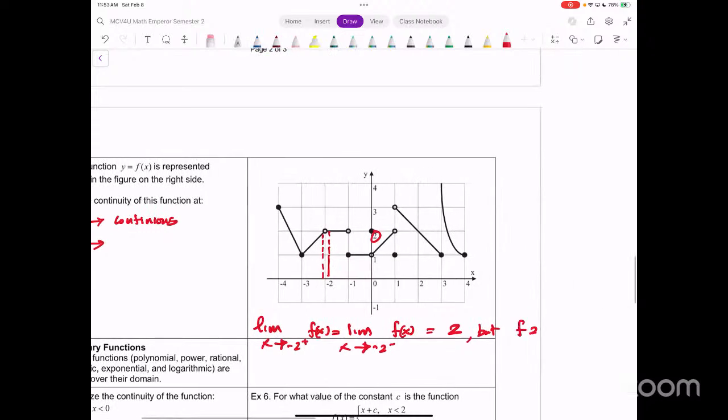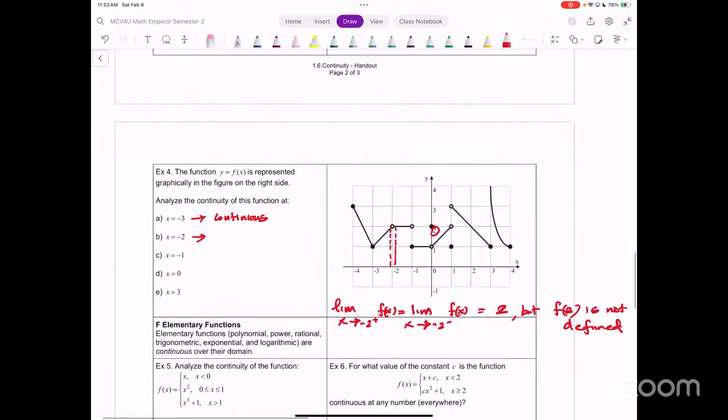f of 2, f of -2 is not defined. Make sense? So removable.